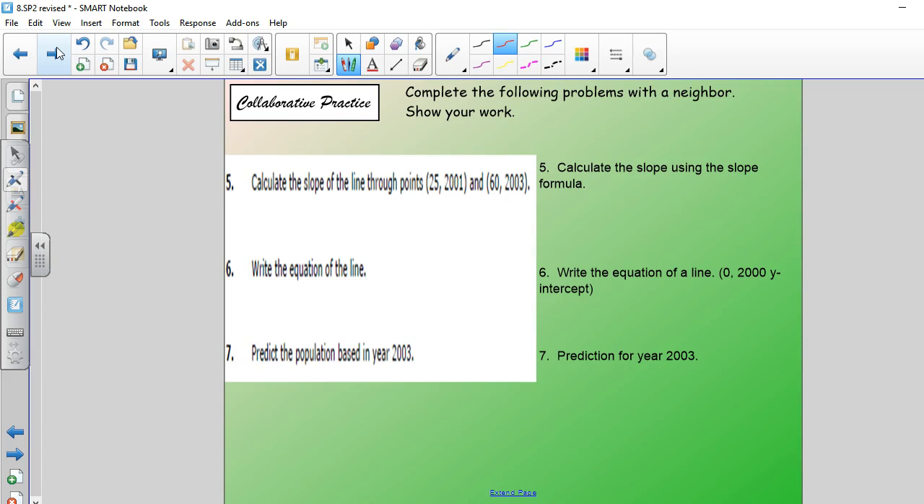On number 5, when they ask you to calculate the slope of the line through the 2 points, remember you have to use your slope formula. So the slope formula is m equals y2 minus y1 over x2 minus x1. Label your points just like we do in class, and then perform the slope. When you do this, 2003 minus 2001 gives you 2. And 60 minus 25 is 35. And so the slope is 2 over 35.